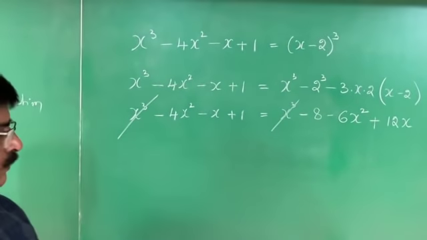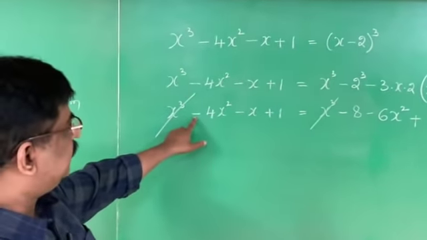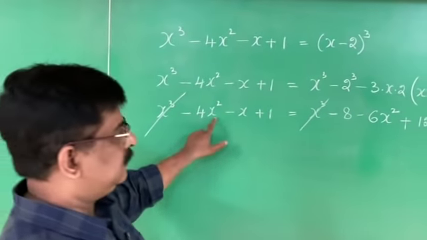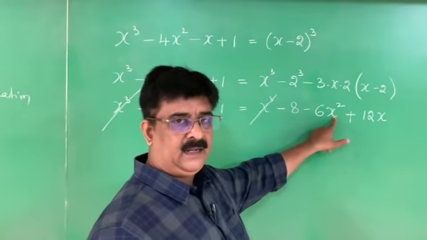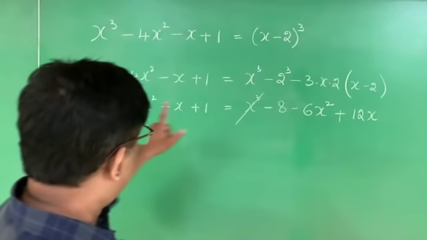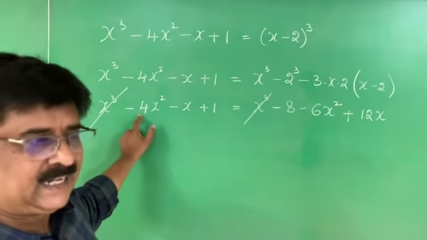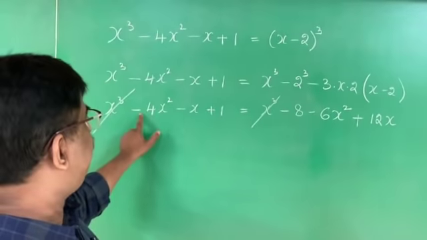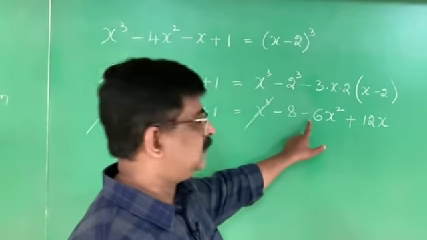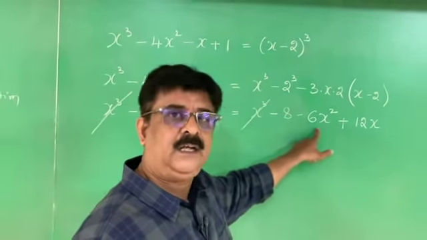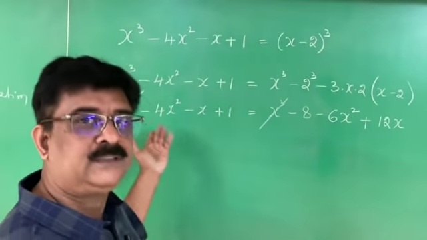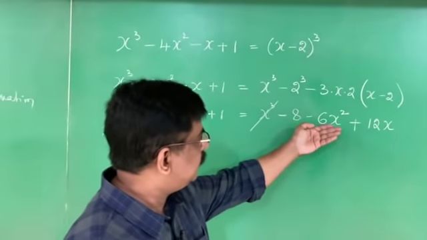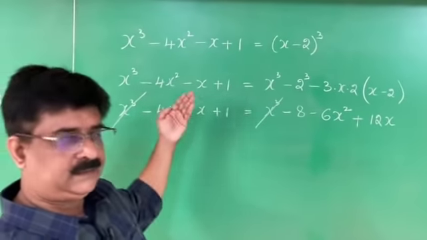Which side to transfer? This is minus 4x square. This is minus 6x square. Which is bigger? Minus 4 is bigger. It is just like, minus means what? A person has taken a 4 rupees loan, another person has taken a 6 rupees loan. Who is richer? The person who took the 4 rupees loan is richer. Therefore, the RHS should be transferred to this side.